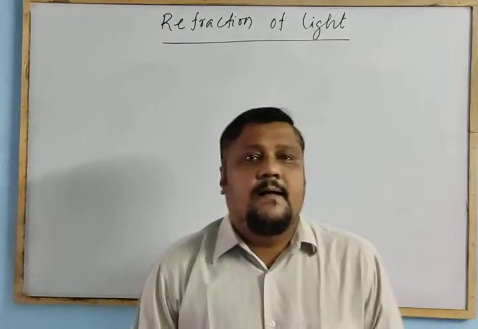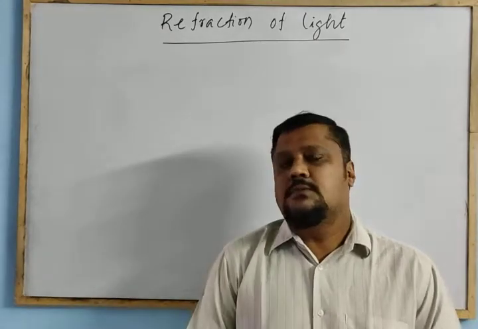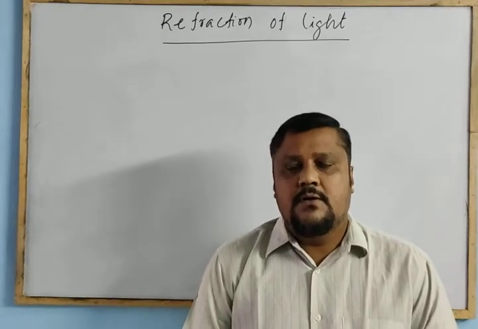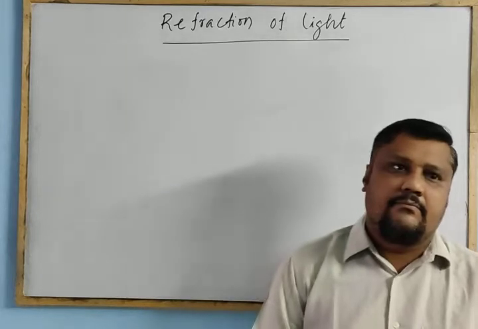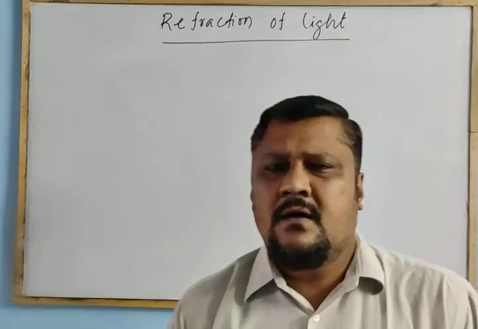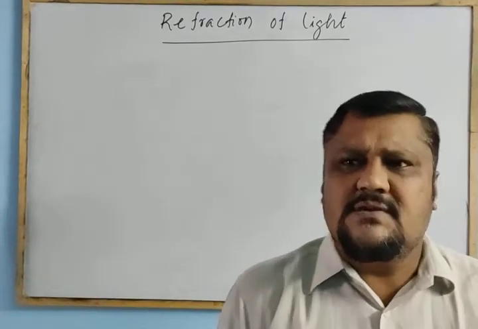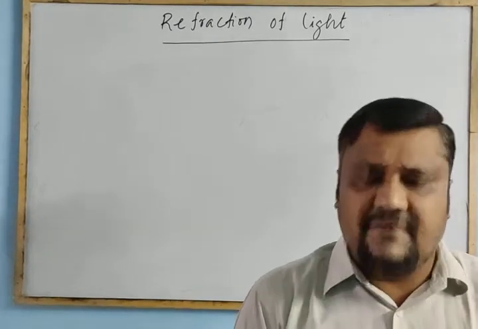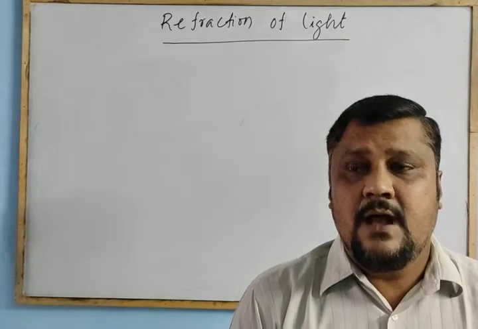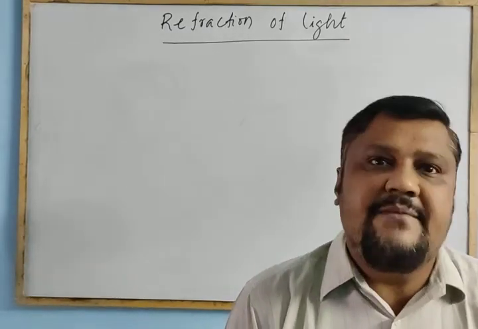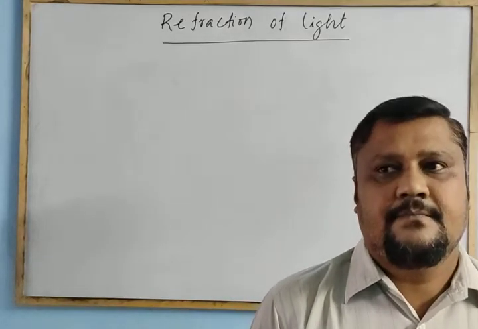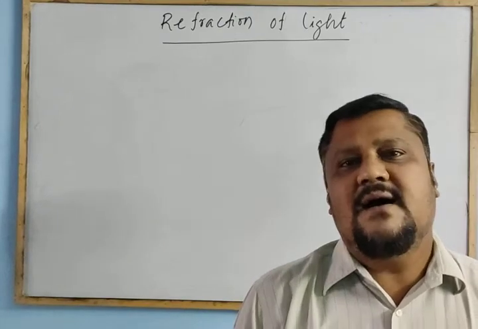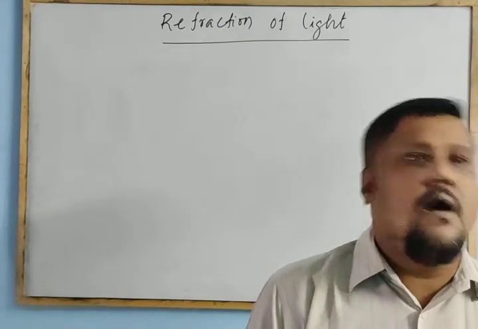So in the last section we have discussed reflection of light, what phenomenon occurs during the reflection of light, how the reflection occurs through a plane mirror and a spherical mirror, and where the image is formed by the reflection of light.